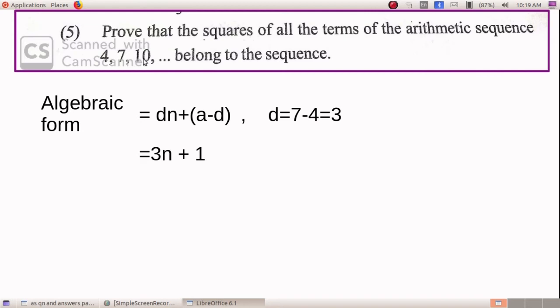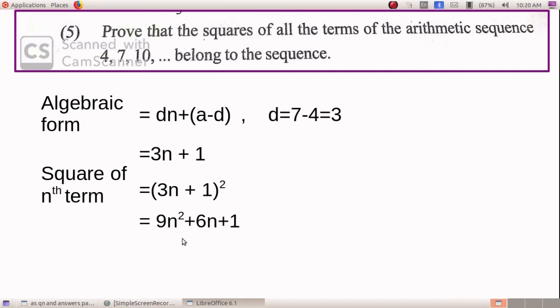Now to show that every term's square comes again as a term of the sequence, let us use the nth term's square. Let us find the square of the nth term. That will be 3n plus 1 whole square. When it is expanded, in the form of a plus b whole square, 3n whole square will be 9n square plus 2 into 3n into 1, which is 6n, plus 1. That is 9n square plus 6n plus 1.